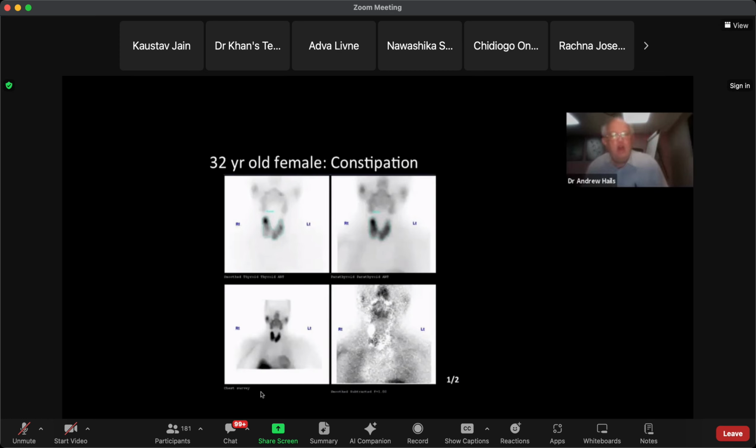You also do a wider sort of chest image in a Sestamibi scan, just because occasionally you can have an ectopic parathyroid adenoma. And just to point out, Sestamibi, as you probably know, is also used for cardiac nuclear medicine. It's taken up by the heart.